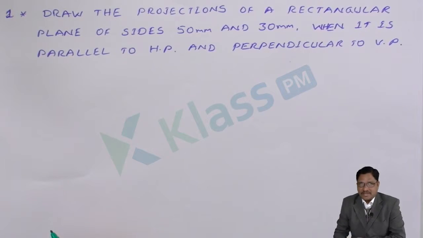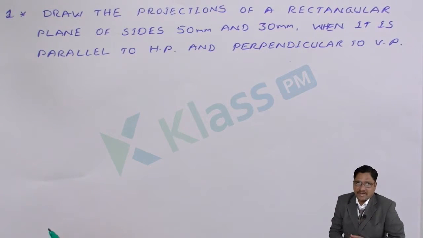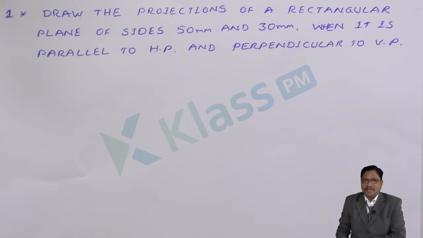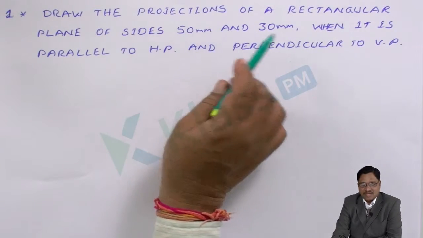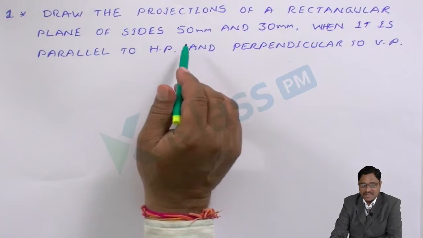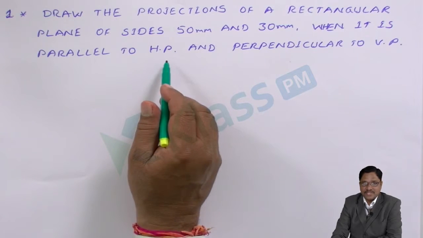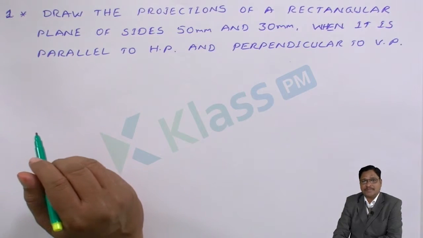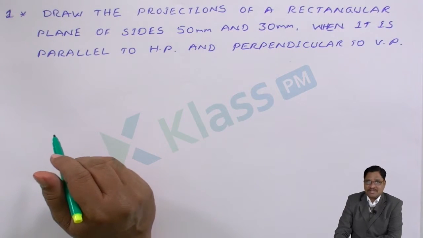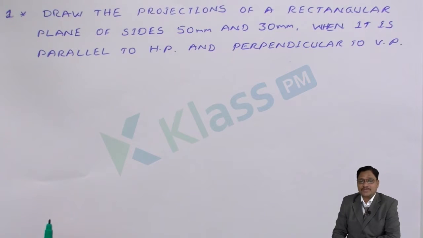So now, as we discussed the different positions, we will take the same plane area and check the different position. I will read out the problem and just observe what it is asking here. Draw the projections of a rectangular plane of sides 50 mm and 30 mm when it is parallel to HP and perpendicular to VP. Just before our analysis, I will explain how to imagine the plane in the given position of the conditions of the problem.